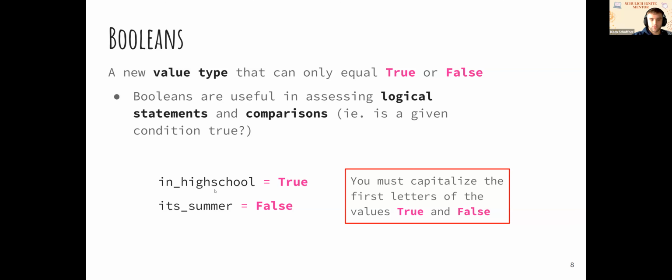As an example, down here you see in high school equals true. That's just how you would define a variable like that. If you want to do, say, it's summer, this variable it's summer is equal to false. When you put in true or false, it has to be capitalized, because Python is a case sensitive language. Most, if not all, programming languages are. If you were to put a lowercase t with true, you would get an error. You need that capital there.